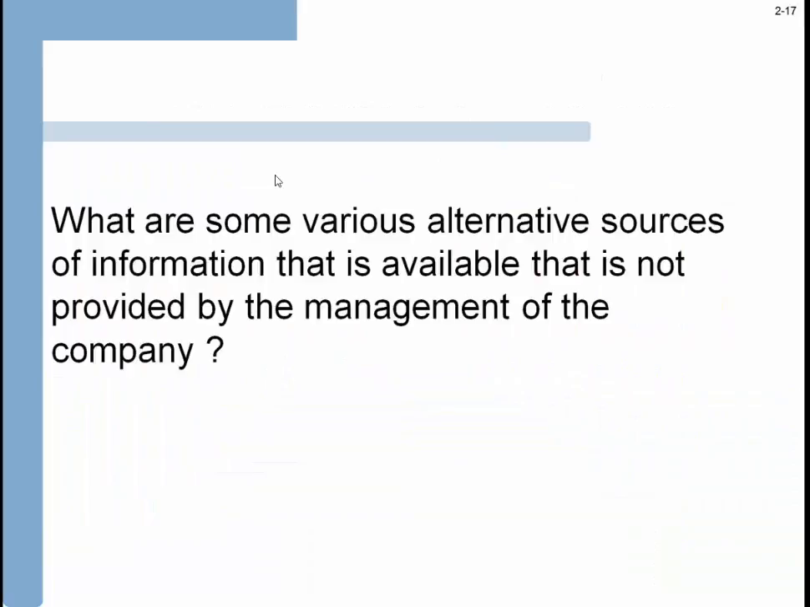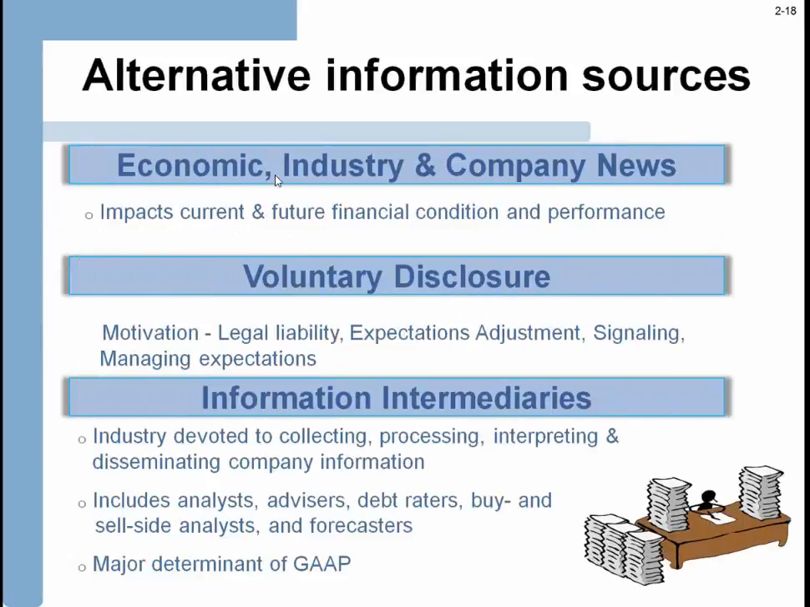What are some various alternative sources of information that is available that is not provided to management of the company? What I'm really talking about here is different places where you can find information. Why is this important? Well, it's very important when you start doing your analysis of your business, because not only are you going to look at the business itself, you also want to look at your competition and things that are going on. And so you might have an idea.